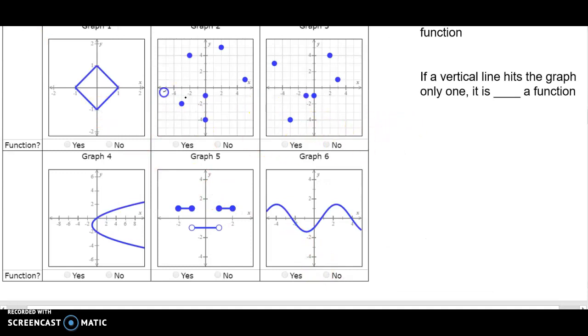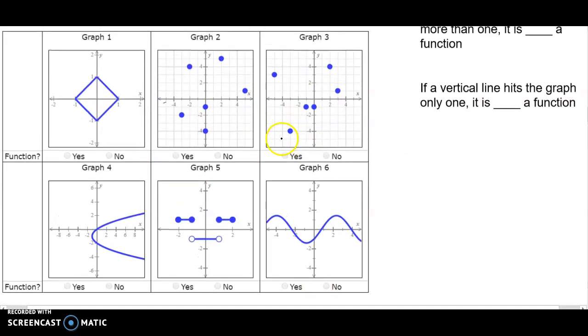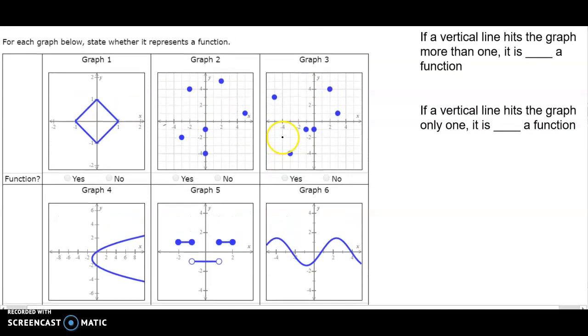You guys have probably heard of the vertical line test. What this ends up looking like is if a vertical line hits the graph more than once, it is not a function. If a vertical line hits the graph only once, it is a function. So we don't need to fill in that blank. It is a function. Let's go ahead and look at these. I drew a vertical line. It hit this graph more than once. So this is not a function.